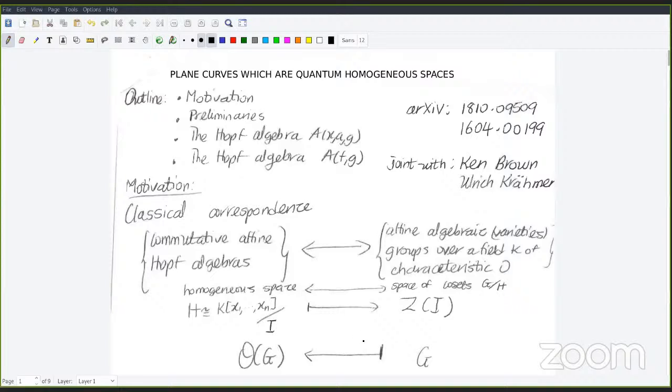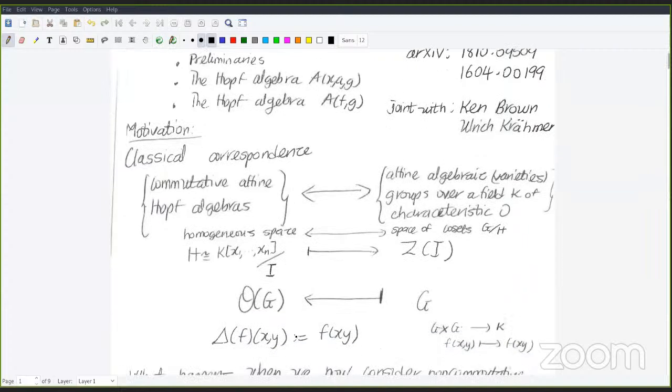Then in the other direction, given an affine algebraic group, if you look at the coordinate ring of the group, so you can think of them as functions on the group, that is a Hopf algebra. It is an algebra, but the Hopf algebra structure is given by the coproduct being defined by this. So for us, we are interested in some links between algebra and geometry.